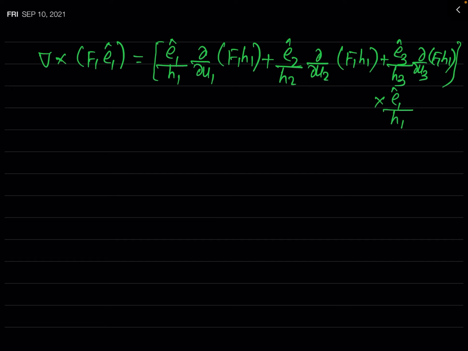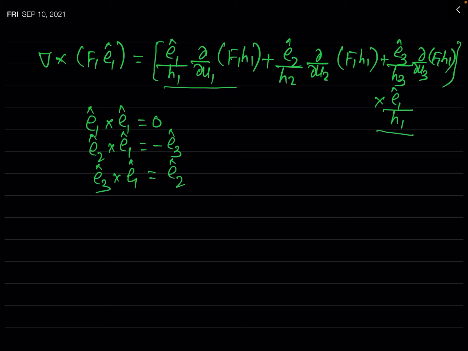Now you know in orthogonal curvilinear coordinate system, e1 hat cross e1 hat will be 0, but e2 hat cross e1 hat is equal to minus e3 hat, you know it, and e3 hat cross e1 hat, can you say what will be this? This is actually equal to e2 hat. So see here, when you take the cross product of this first term with e1 hat over h1, that will be 0, because here the unit vector is e1 hat and here also the unit vector is e1 hat, but e1 hat cross e1 hat is equal to 0. So the first term will vanish, and so you can write del cross f1 e1 hat.